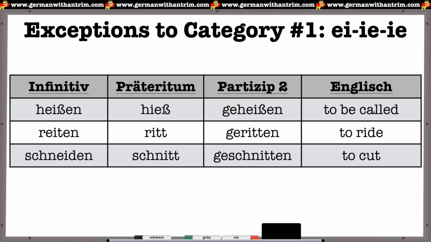Be careful with this pattern, however, as there are plenty of regular verbs that have EI in the middle of them, and there are also a few irregular exceptions to the rules. For example, heißen, hieß, geheißen. Reiten, ritt, geritten. Schneiden, schnitt, geschnitten.